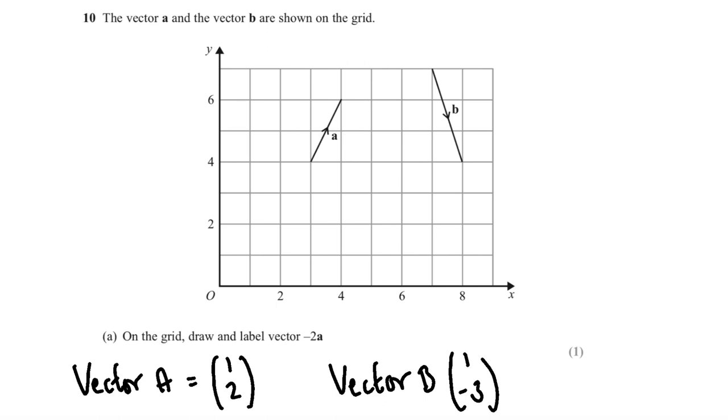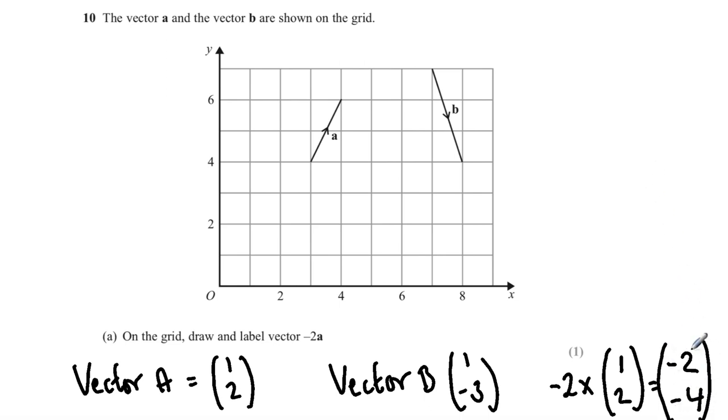So we need to sketch minus 2A. Minus 2 is heading in the opposite direction. So we need to multiply vector A by minus 2. So minus 2 times vector A, which is 1, 2. Minus 2 times 1 is minus 2. Minus 2 times 2 is minus 4. Now we need to draw a line that represents minus 2, minus 4.